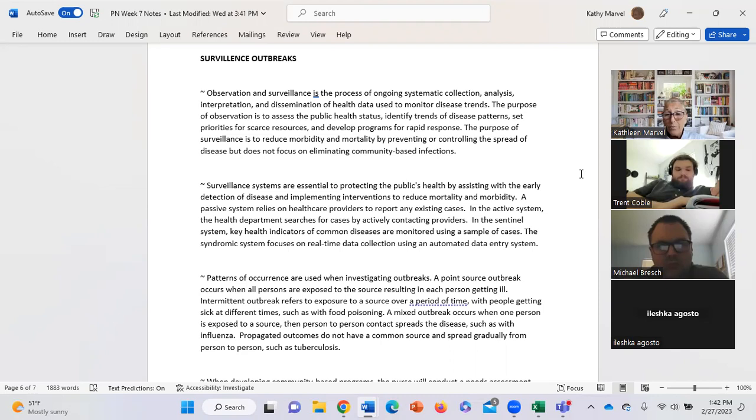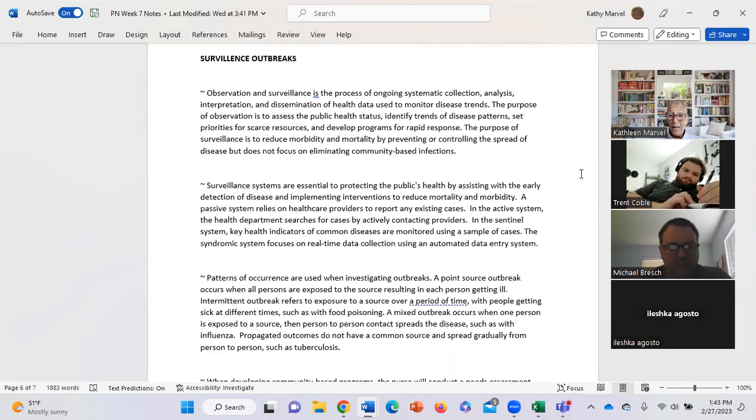Okay, so the purpose, there's two differences. The purpose of observation, we're observing to assess the public health status, identify the trends, set priorities for however we're going to use the resources that we have, and then develop programs for rapid response. Okay, whereas the purpose of surveillance is to reduce morbidity and mortality, right? By preventing or controlling the spread of the disease. Okay, so there's a difference between surveillance and observation, but you'll be involved in both.